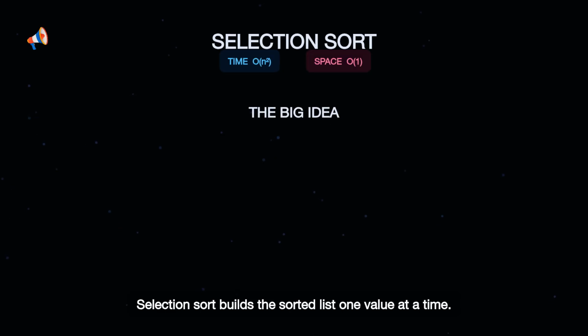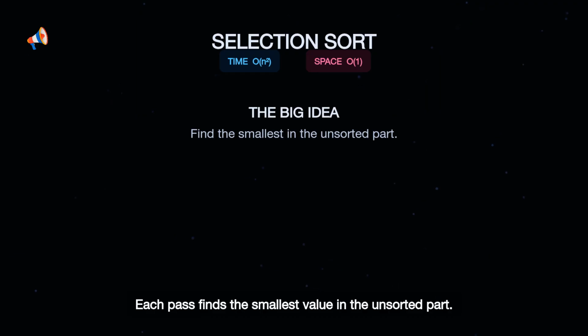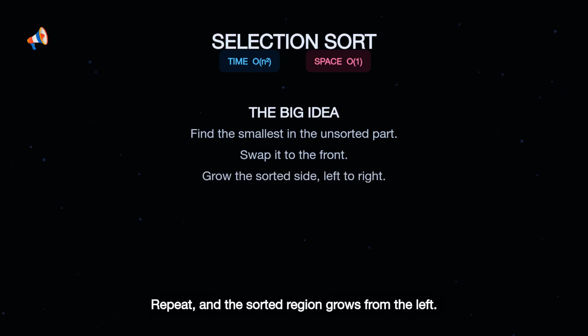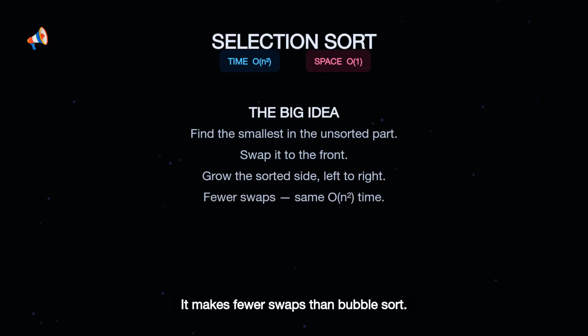Selection sort builds the sorted list one value at a time. Each pass finds the smallest value in the unsorted part. Then it swaps that smallest value to the front. Repeat. And the sorted region grows from the left. It makes fewer swaps than bubble sort.